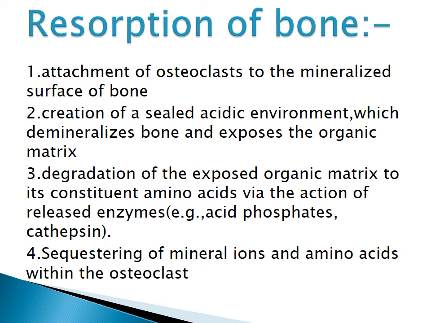Now, resorption of bone. Number 1, attachment of osteoclast to the mineralized surface of bone. Number 2, creation of a sealed acidic environment which demineralizes bone and exposes the organic matrix. Number 3, degradation of the exposed organic matrix to its constituent amino acids via the action of released enzymes. Examples of these enzymes: acid phosphatase and cathepsins. Number 4, sequestering of mineral ions and amino acids within the osteoclast.